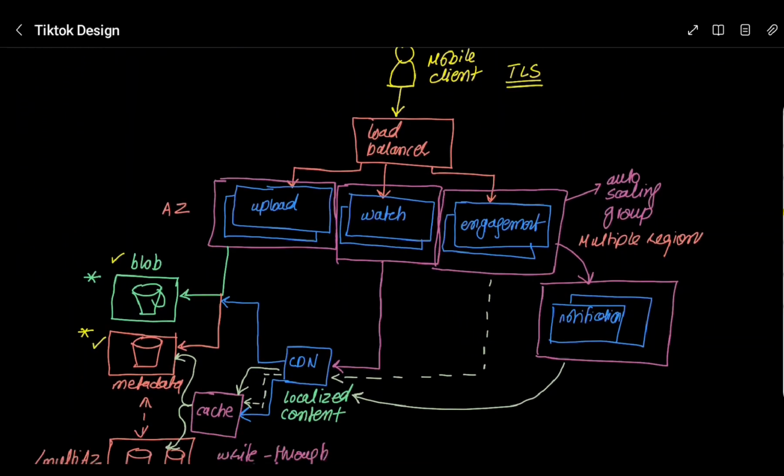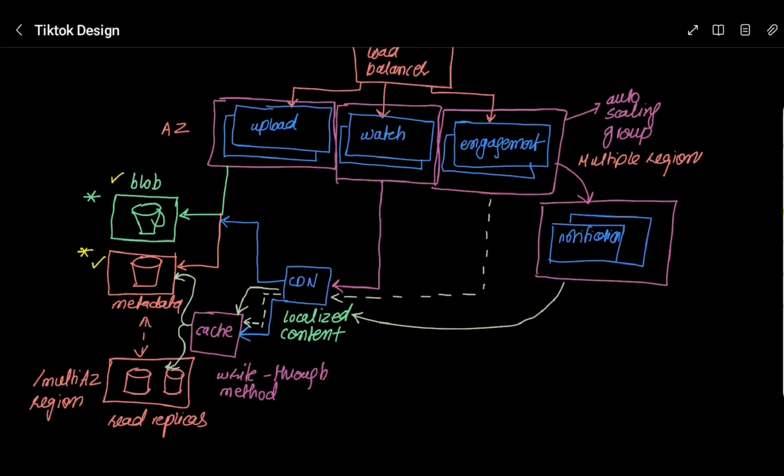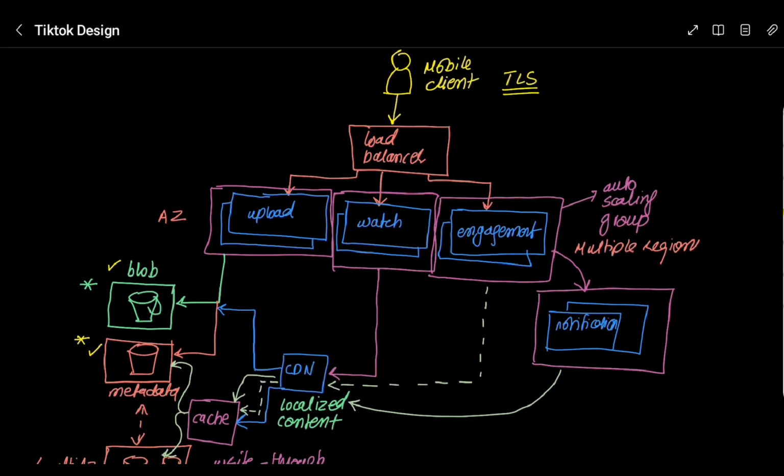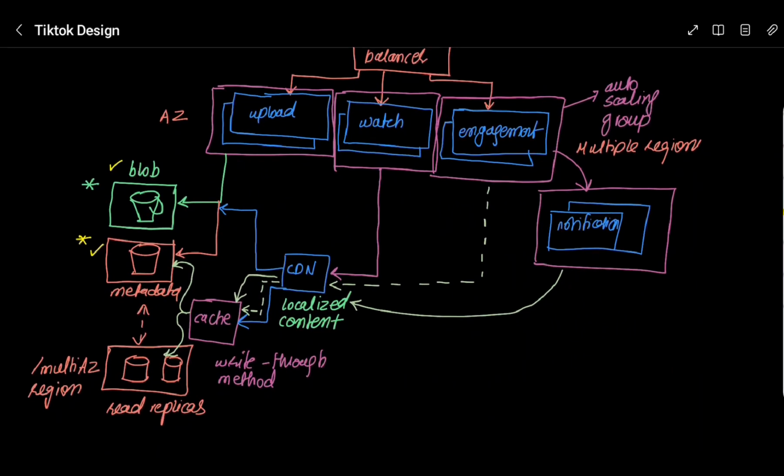So this is a high level scenario of the majority of the use cases of the TikTok application and how we can reach a conclusion on where to store and what to store within our databases or our blob storage.